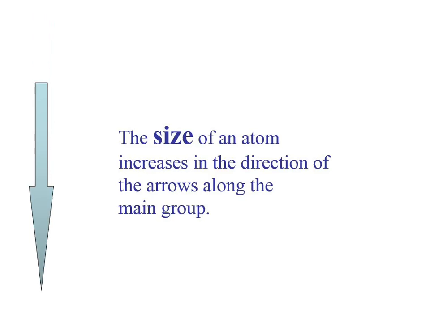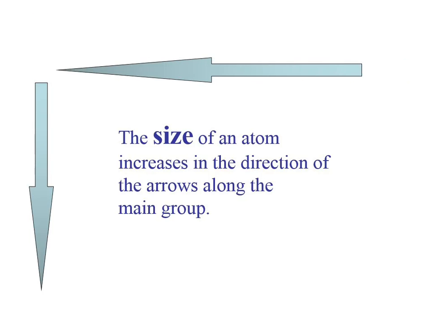Now, as you go across the same period, from left to right, they get smaller. In other words, if you want atoms to get bigger, you have to go from right back to left. And I'll explain why that is coming up.